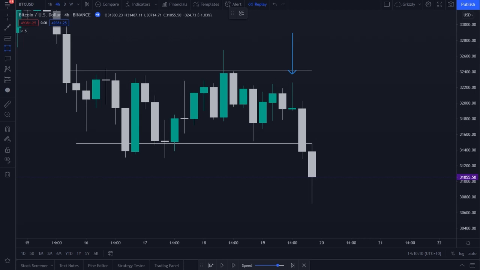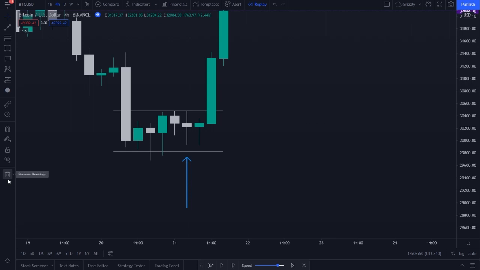So this is a zoomed in version of a supply zone. So you can see here we've got this consolidating range. I'm looking for that last bullish candle before the market really fell out and the supply took over. So I would draw my supply zone from the wick down to the body of this hammer.